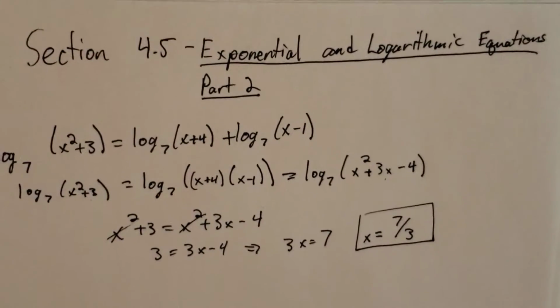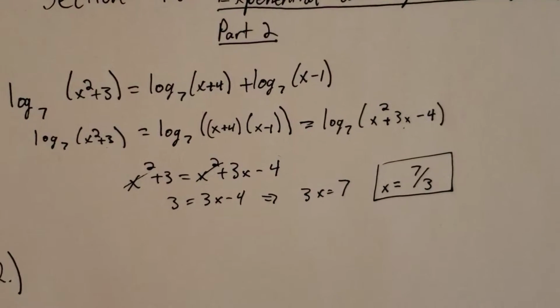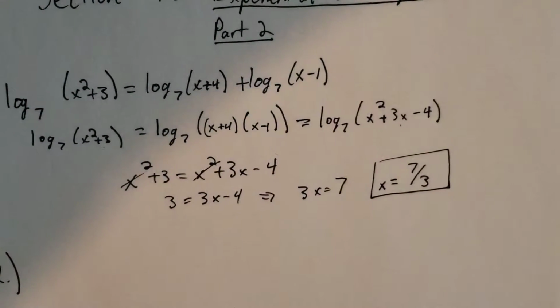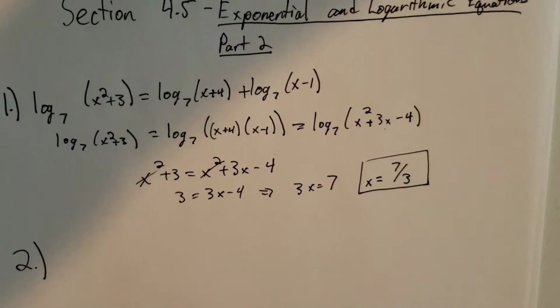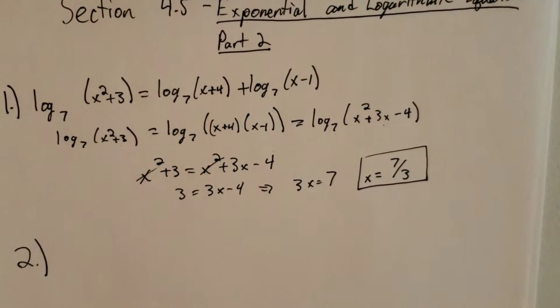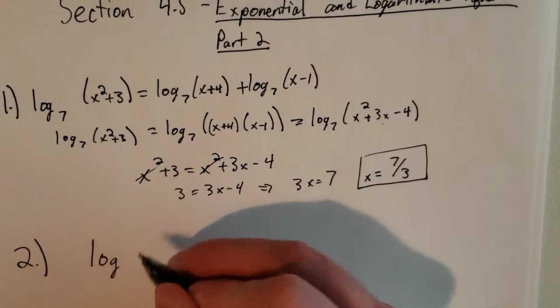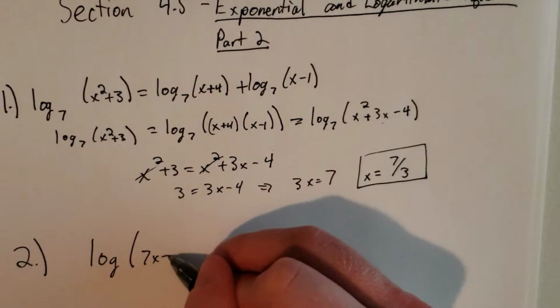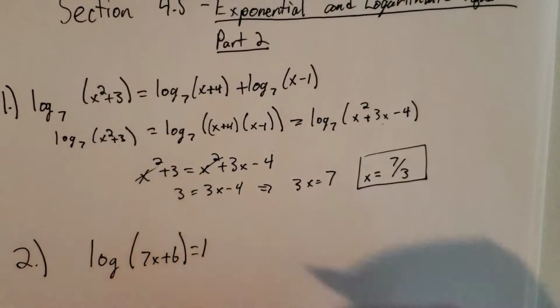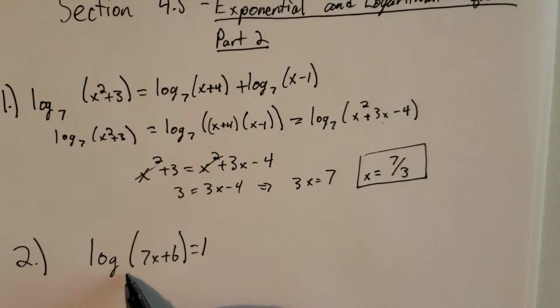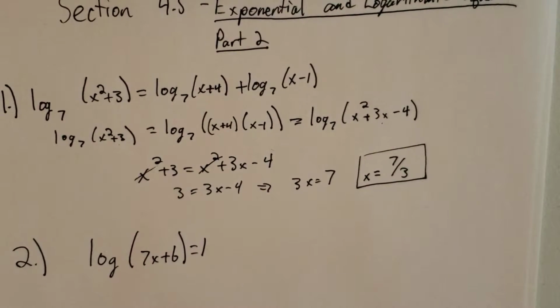So I want to look ahead at a second example here. Zoom out just a bit so you can see. For number 2, we have the example log base 10 of 7x plus 6 is equal to 1. And here, if we don't write the base, that is assumed to be log base 10.